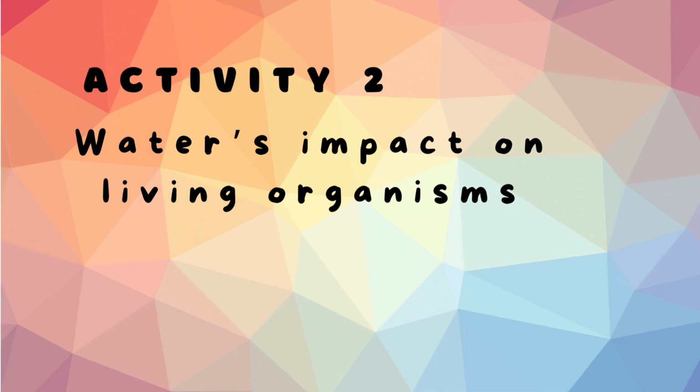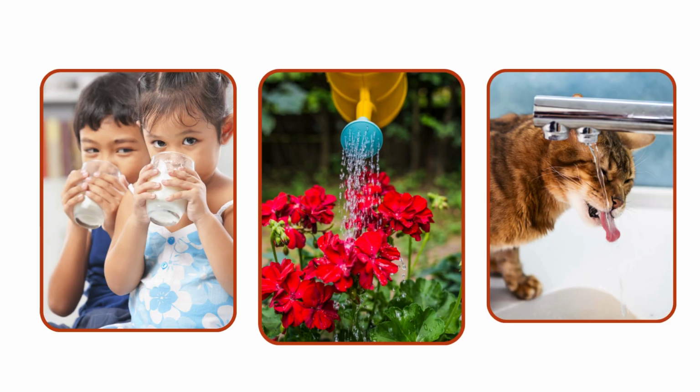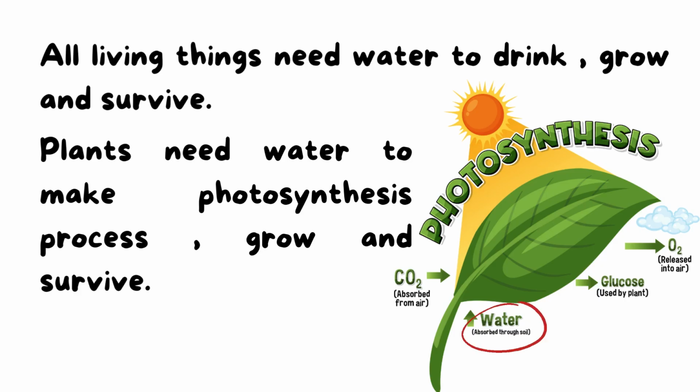living organisms. As we see here, humans drink water. Also plants and animals need water, as all living things need water to drink, grow, and survive. And the plants need water to make what? Yes, the photosynthesis process. In photosynthesis, as we studied before, it needs water to make the plant able to do photosynthesis, and grow and survive. So water is very important for all living organisms.